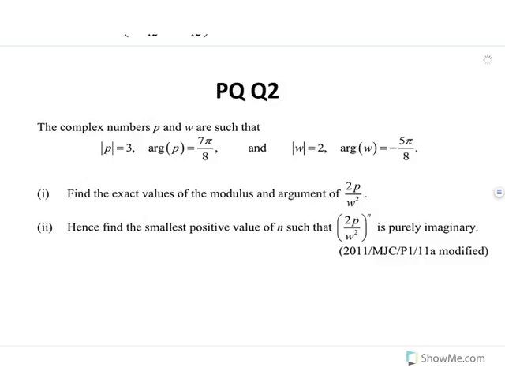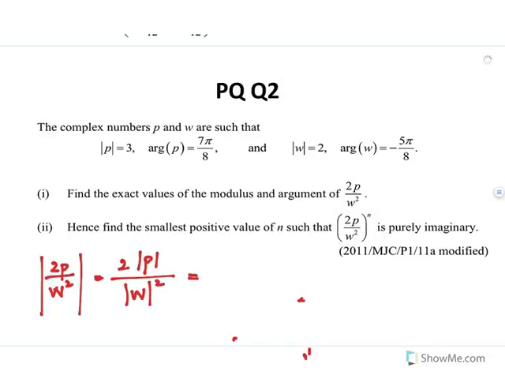If we talk about the modulus of 2p over w squared, we take out 2 mod p over mod w, and we take out the square as well. So this is just equal to 2 times 3, since the modulus of p is 3. The modulus of w is 2 as well, so it's 2 squared. So it just equals 6 over 4, which is 3 over 2.